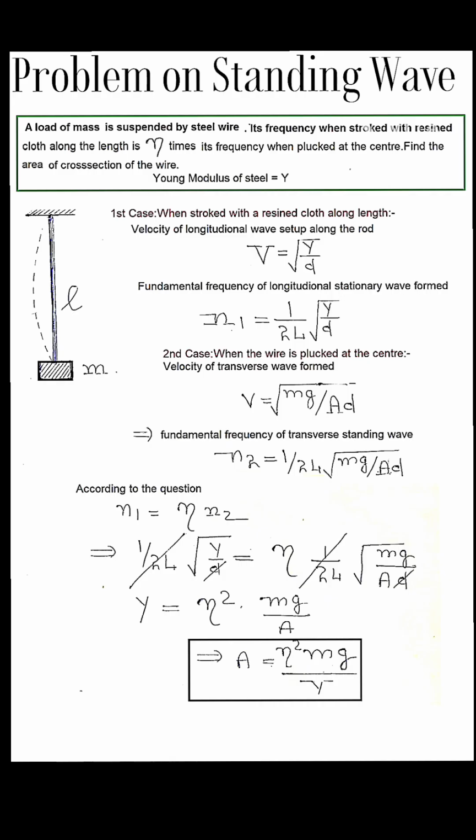In the problem shown here, a steel wire is hung with a block of mass m, and firstly a longitudinal wave is set up along the steel wire and later a transverse wave is also set up along the wire. The speed of the longitudinal wave depends upon the Young modulus of the steel, while that of the transverse wave depends upon the tension produced in it. Because of the varying speed, the frequency of oscillation in both cases will also be different. Applying the required condition as given in the question, we can find the area of cross-section of the wire.